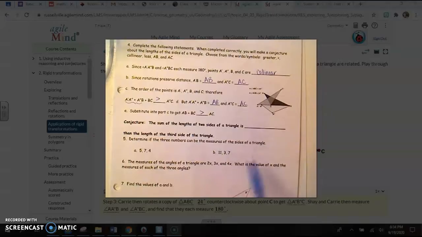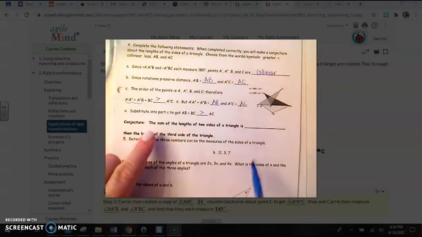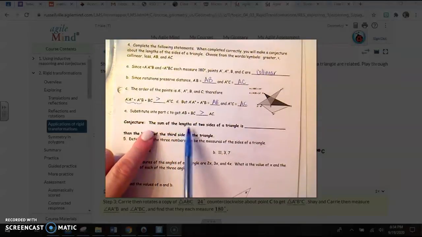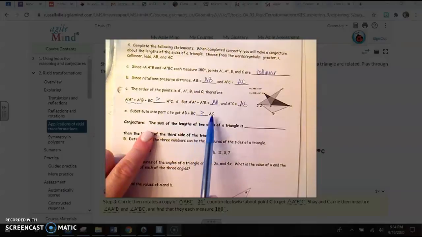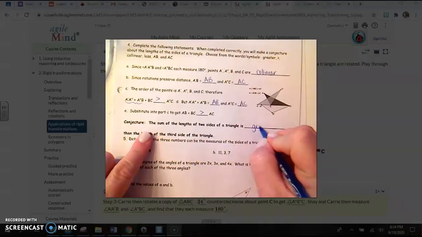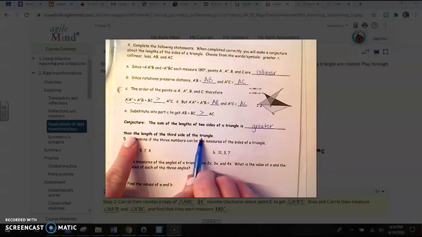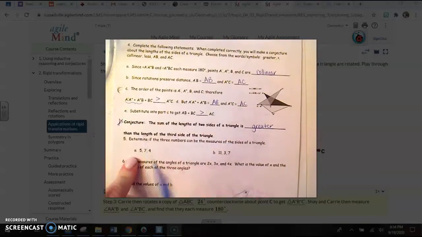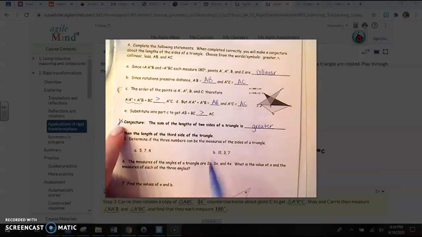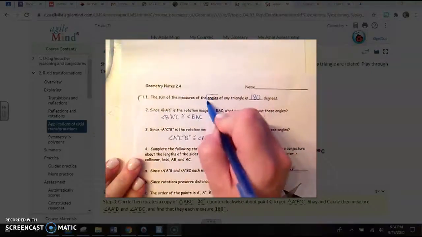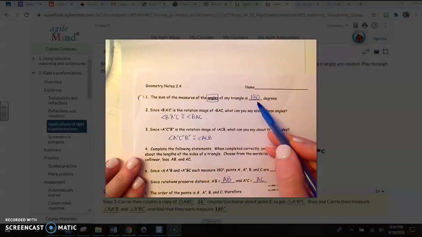We know the angles add to 180, but that doesn't mean the sides add to 180 degrees. That doesn't make sense. So what we do know is that the sum of the lengths of any two sides of a triangle has to be what in comparison to the third side? And that is greater. It has to be greater than the length of the third side of a triangle. Okay, so this is a really important conjecture because this gives us a relationship about the sides of the triangle, whereas we already know about the angles having to add to 180 degrees.